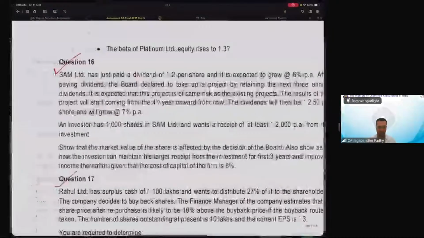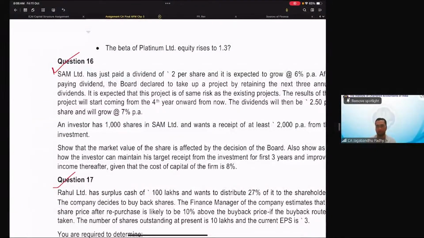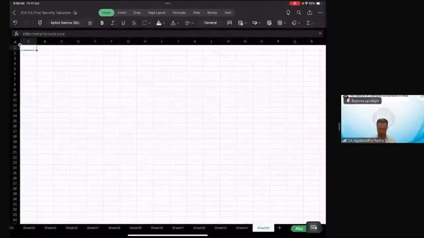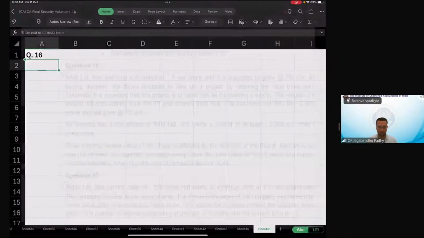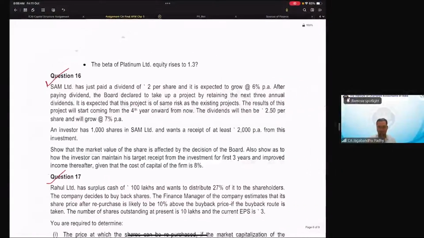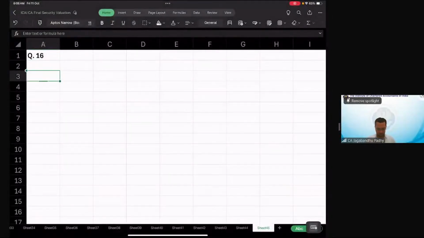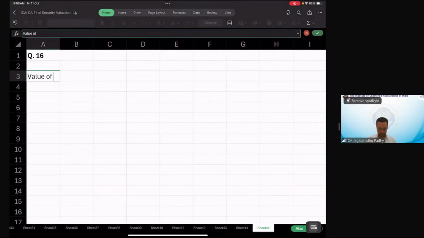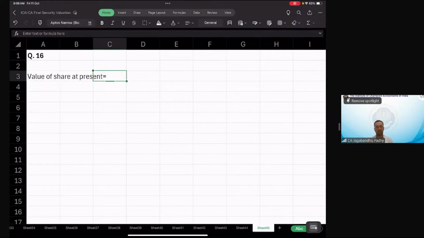So we have question number 16 over here. Sam Limited paid a dividend of 2 per share. So currently, what's the value of the share at present?